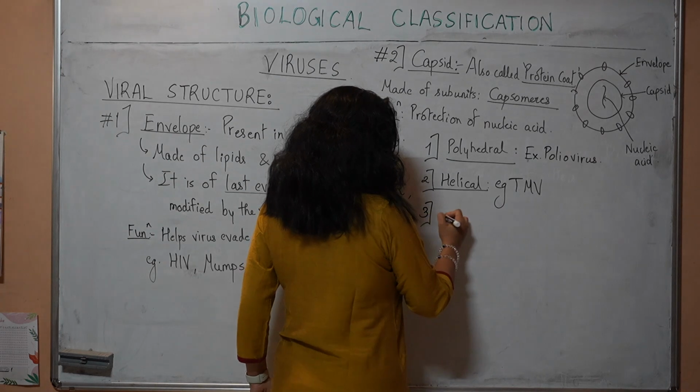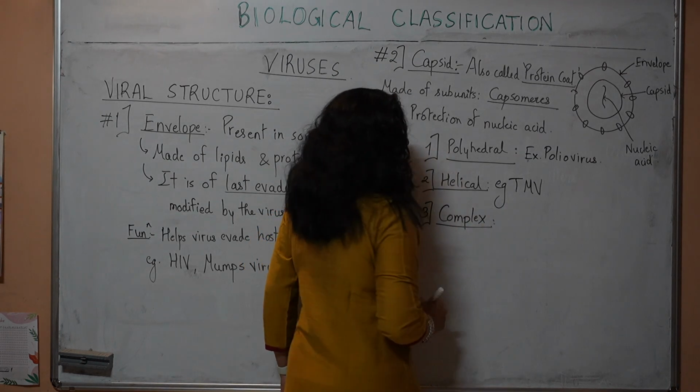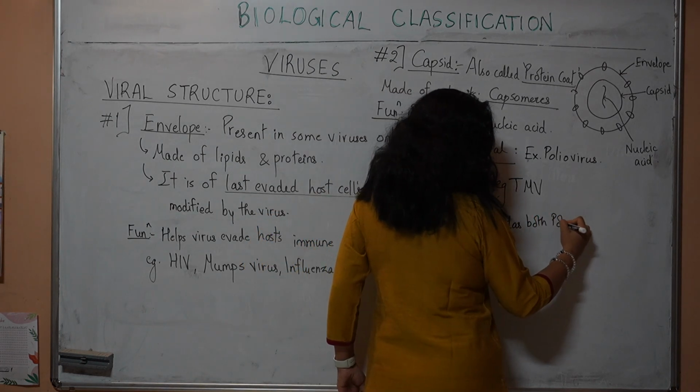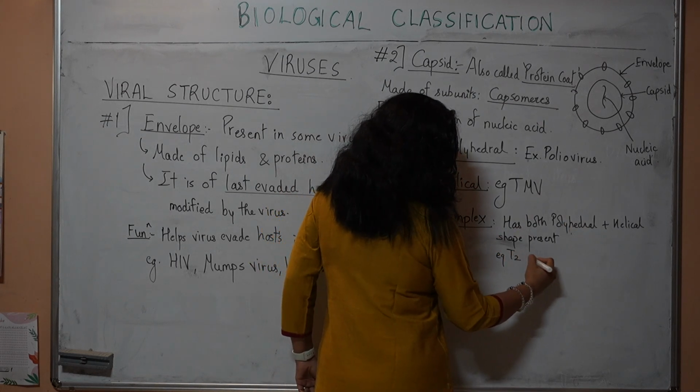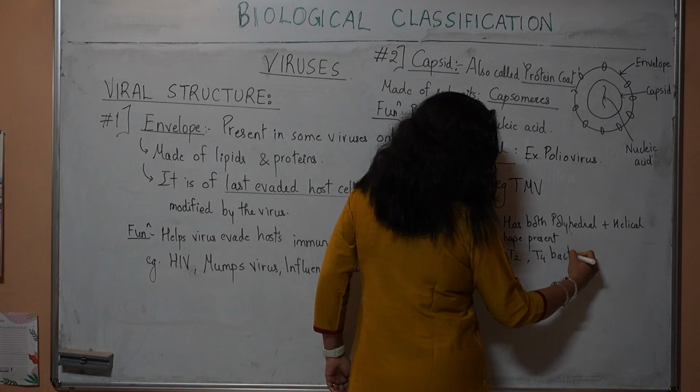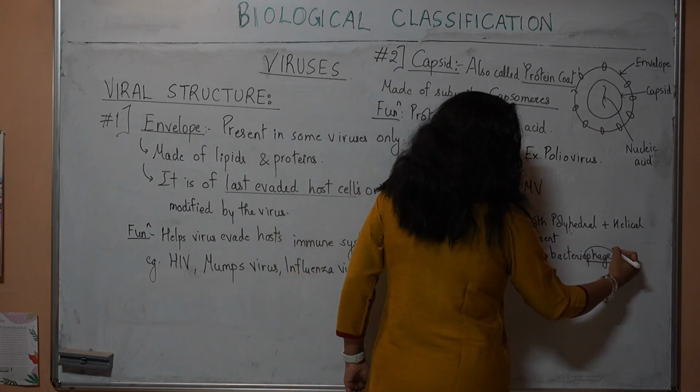Then the third one is complex. Complex has both polyhedral plus helical shape present. For example, T2, T4 bacteriophage. Please make a note that phage means virus.